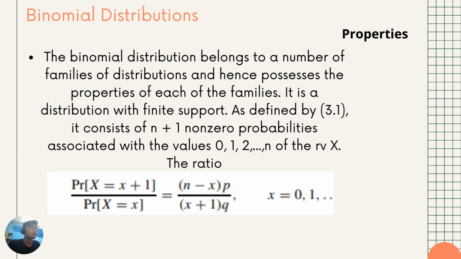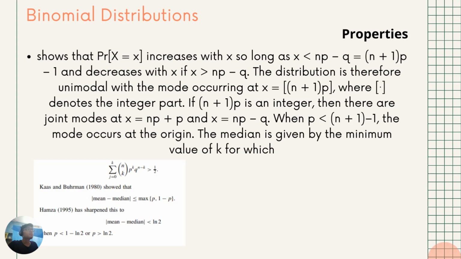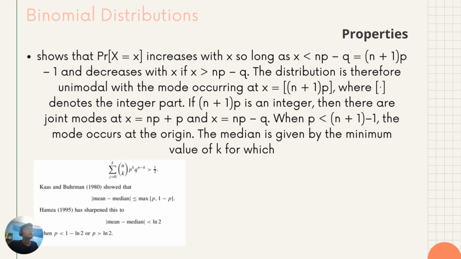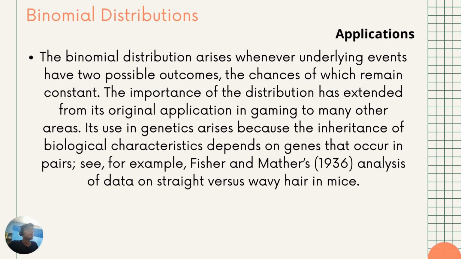The binomial distributions belong to a number of families of distributions and hence possess the properties of each of the families. It is a distribution with finite support as defined. It consists of n plus 1 non-zero probabilities associated with the values 0, 1, 2 and so on. So these are certain properties of binomial distributions.